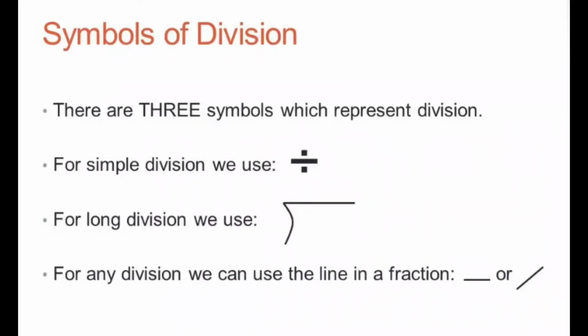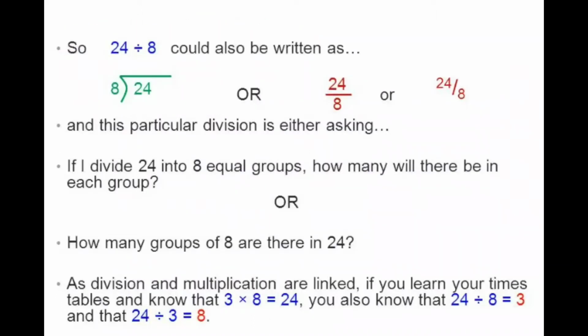Symbols of division. There are three symbols which represent division. For simple division, we use the division sign. For long division, we use the long division symbol. For any division, we can use the line in a fraction. So 24 divided by 8 could also be written as 24 ÷ 8, or 24 over 8.